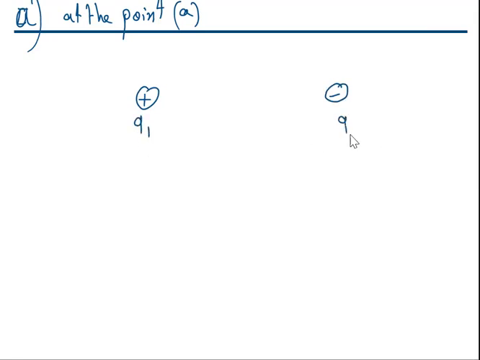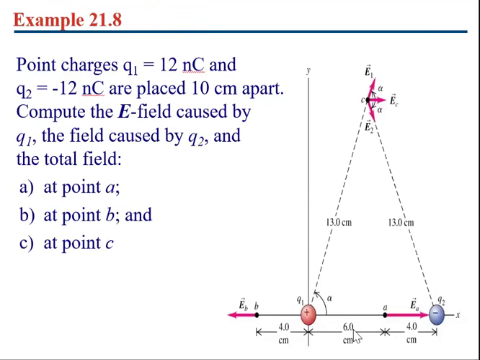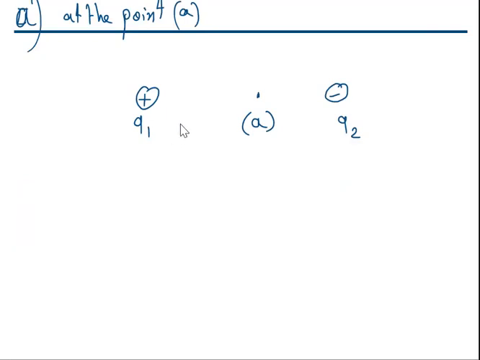The electric field at the point A, let's say E at the point A. What do we have? We have a positive charge and a negative charge. This is Q1, this is Q2, and there is a point between them, call it A. Okay? So let's come back to the figure. The distance from Q1 to A is 6 centimeters. The distance from Q2 to A is 4 centimeters.